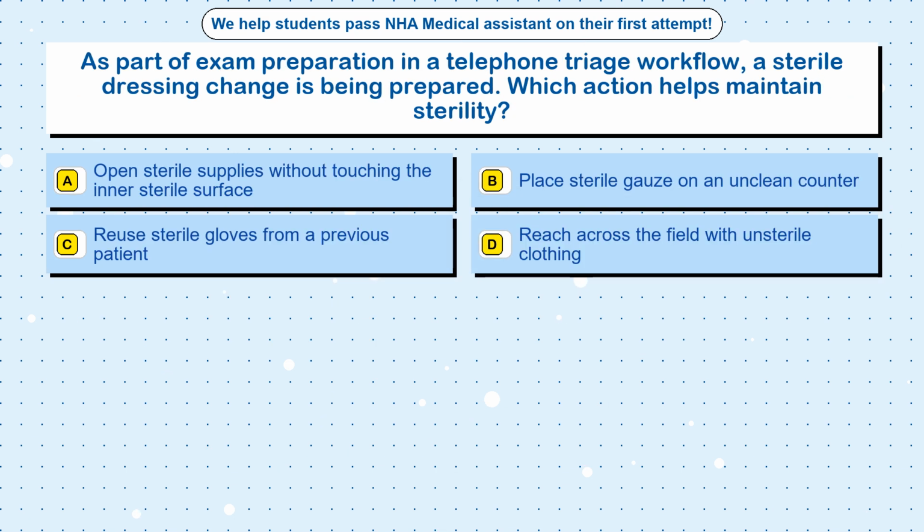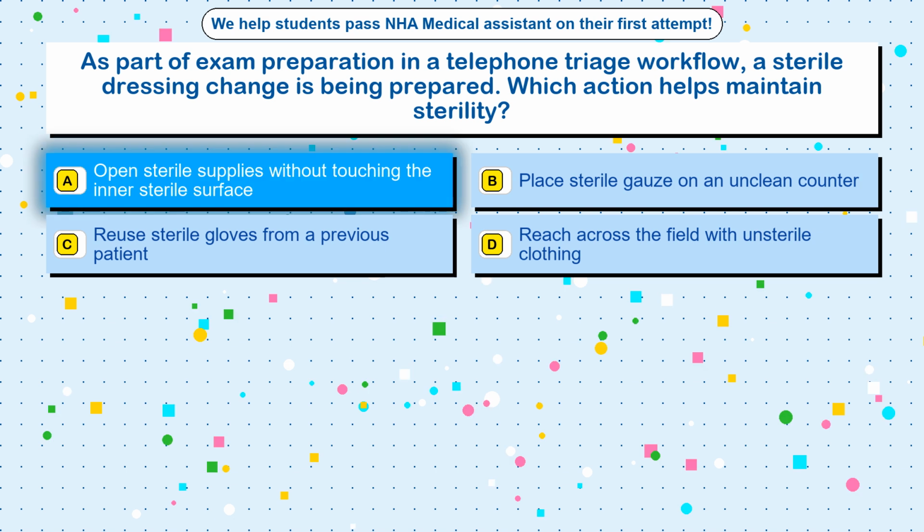Question 91. As part of exam preparation in a telephone triage workflow, a sterile dressing change is being prepared. Which action helps maintain sterility? Option A. Open sterile supplies without touching the inner sterile surface. Option B. Place sterile gauze on an unclean counter. Option C. Reuse sterile gloves from a previous patient. Option D. Reach across the field with unsterile clothing.